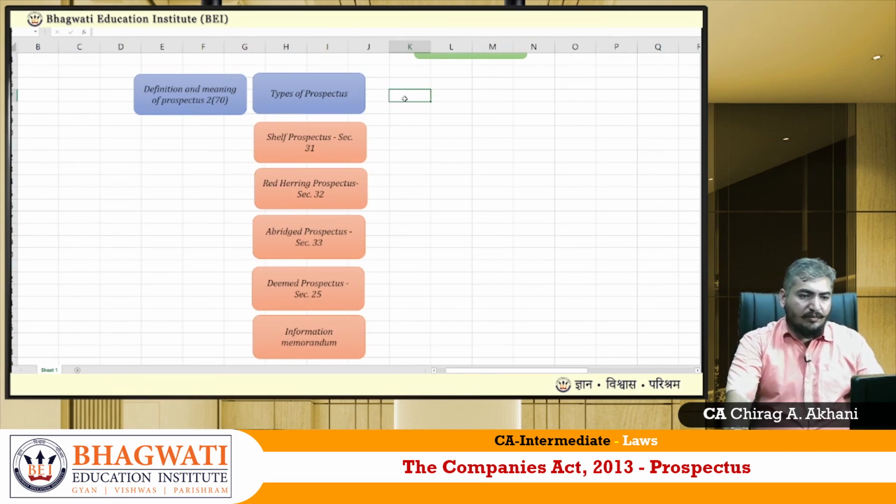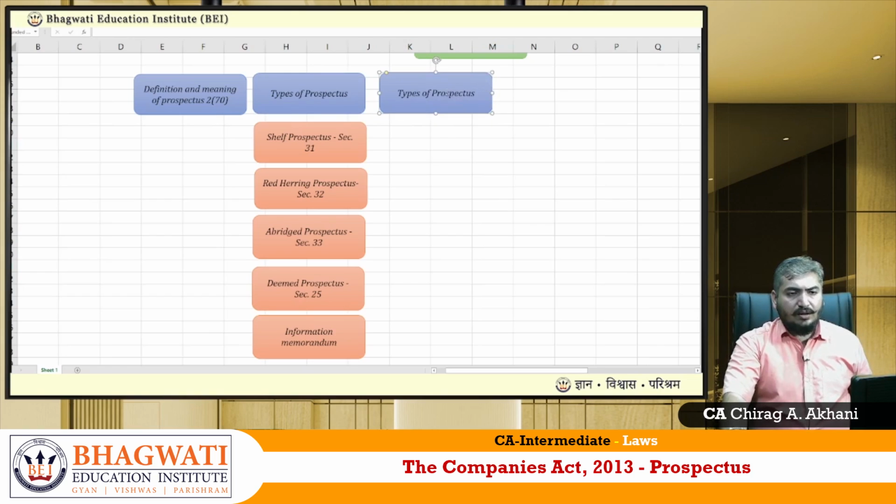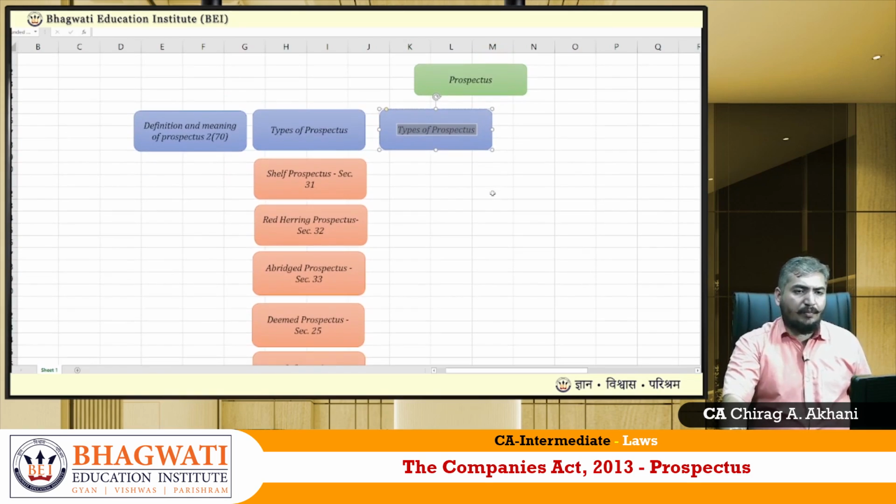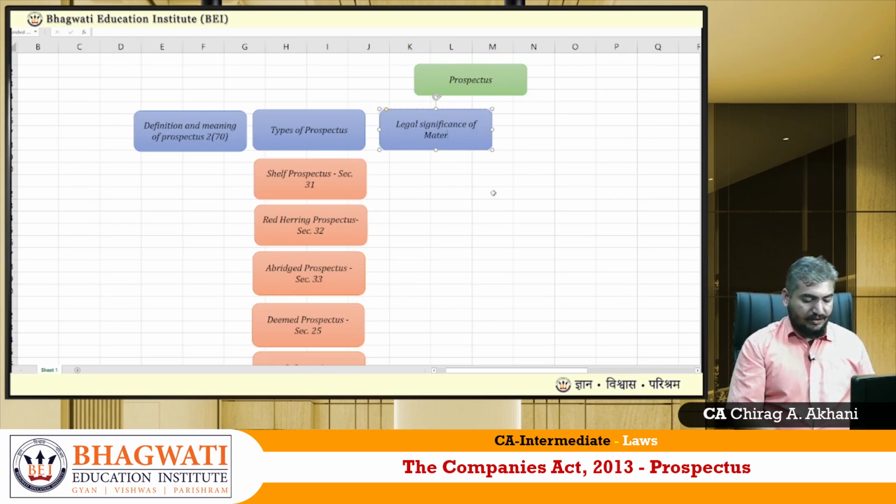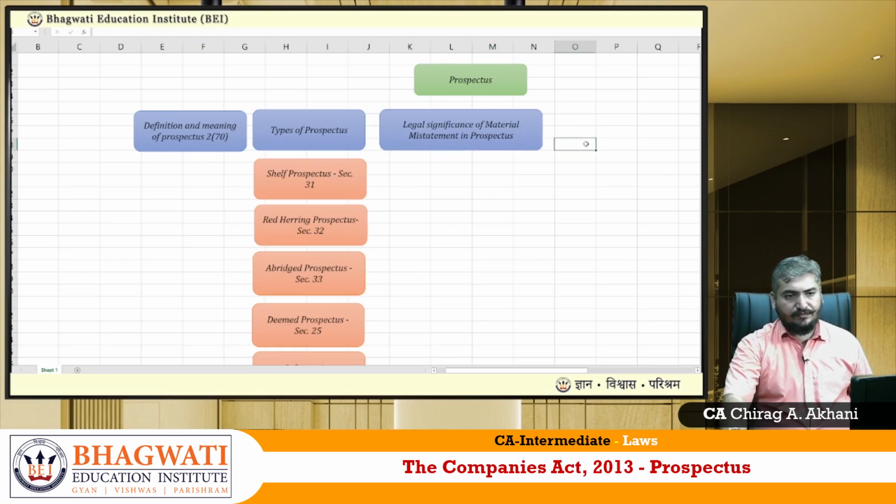Okay, now once the types of prospectus is completed, we are going to learn one very important topic over here, and that is the legal significance of material misstatement in prospectus. Legal significance of material misstatement in prospectus. Now, what are the points we are going to learn in that?